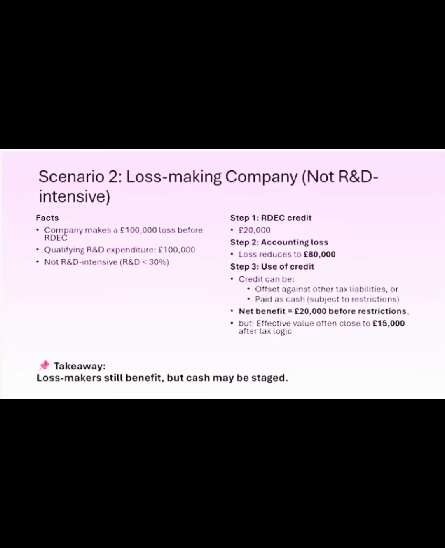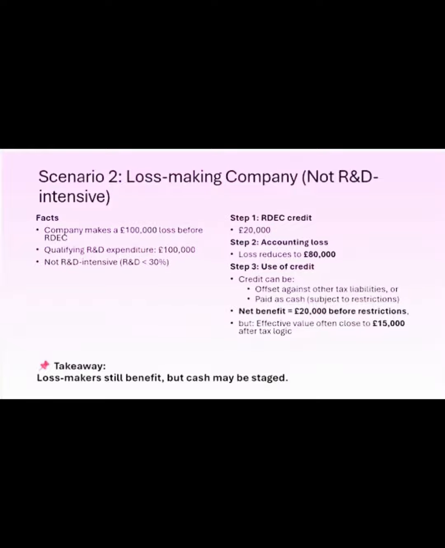Coming to scenario 2, it's a loss-making company. The company has a loss of 100,000 and qualifying R&D expenditure is 100,000. So how much will the R&D credit be? 20,000. The accounting loss will be reduced by 20,000 because the 20,000 will be recognized as income. So the loss will be 80,000.